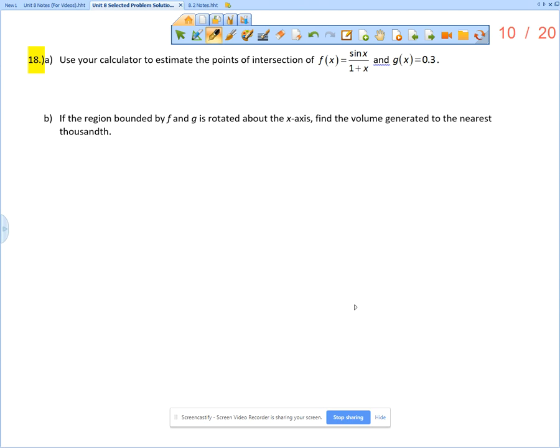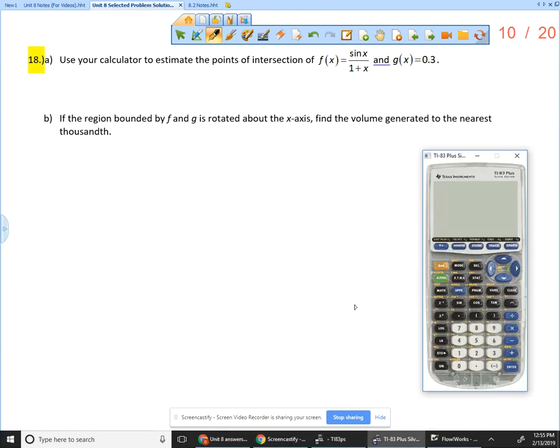I am going to bring out my calculator here. We have f of x equals sine of x over 1 plus x. So sine of x, close parentheses, divided by, and don't forget about parentheses in the denominator, 1 plus x, close parentheses. And then g of x is 0.3. Now remember, your mode must be in radians because you're using a trig function.